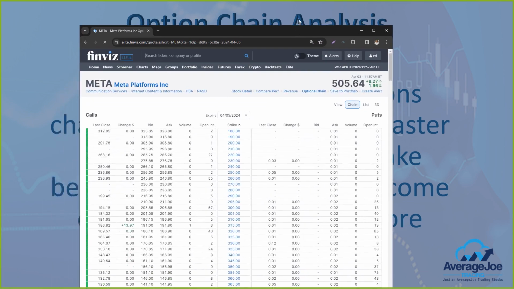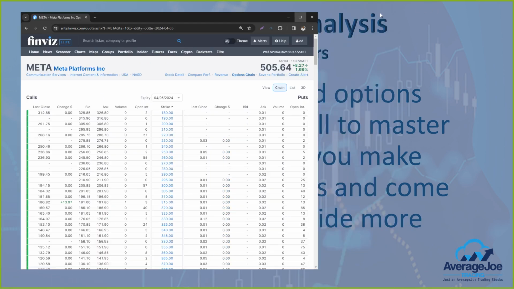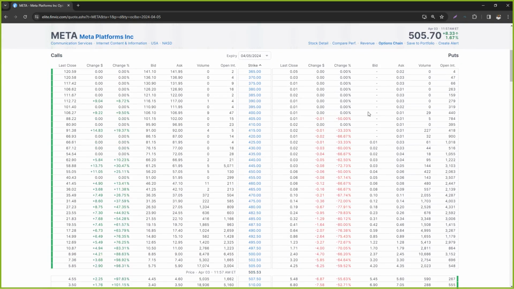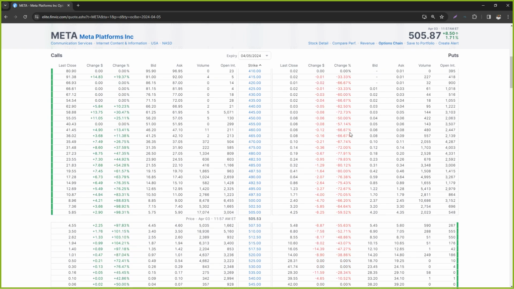Alright, so let's take a look at the Meta platform here. This is the one I use. I've shared this with you many times. It's FinViz. FinViz started giving out option chain data, and I didn't need a live feed option flow scanner. So this is perfect.